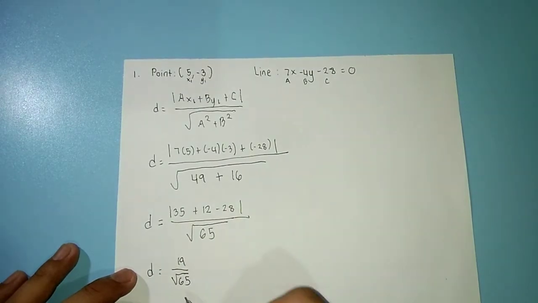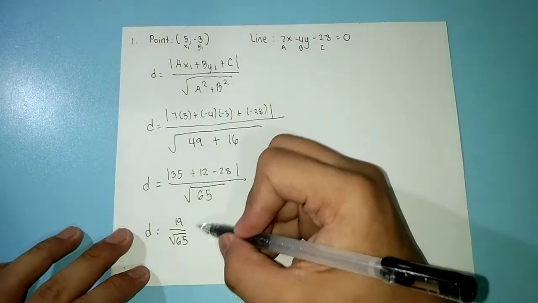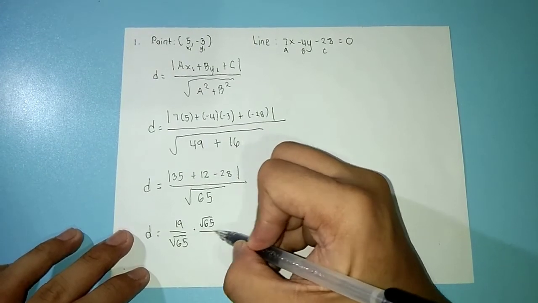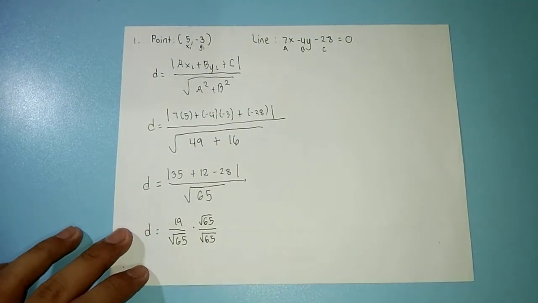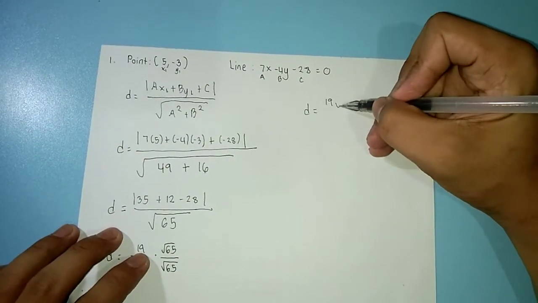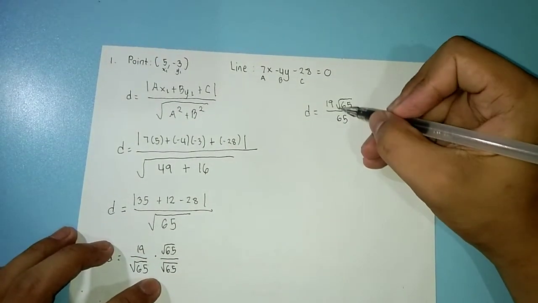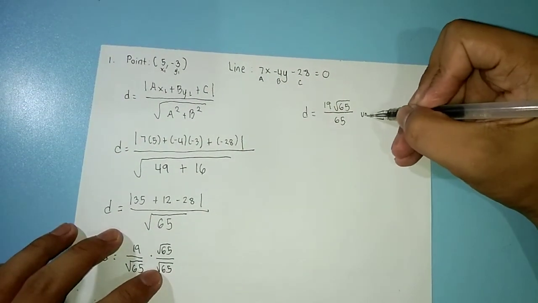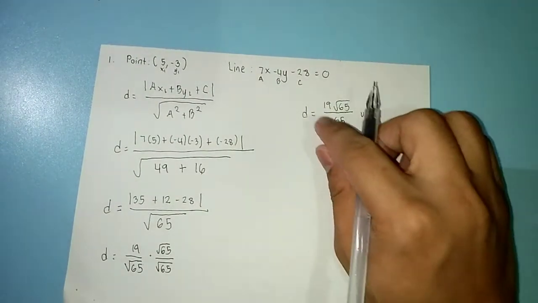Tapos, tatanggalin natin yung radical sa ilalim. Kasi ayaw natin ng ganon. Okay? So, para matanggal tong radical, magmumultiply lang tayo sa numerator ng square root of 65 tsaka sa denominator. Kasi pag pinagmultiply natin itong dalawa, matatanggal na yung radical. Magiging 65 na lang. Okay? So, magiging D is equal to 19 square root of 65 over, so tanggal na, 65. Tapos check nyo kung pwede siyang ma-reduce to lowest term. So, pag hindi, ayan na siya, units. Okay? So, ito yung exact value or exact distance.